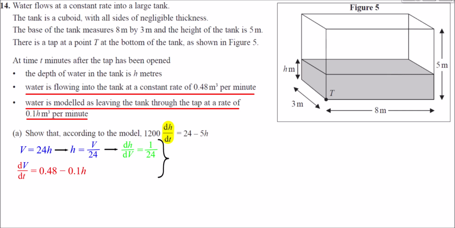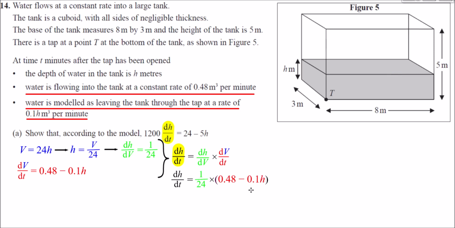So, in other words, dh by dt, although these aren't fractions, we can think of them in a way like fractions. dh by dt will be dh by dv multiplied by dv by dt, both of which we've now found. So we can think of it like a fraction, with the dv at the top and bottom cancelling, just leaving us with dh over dt as required. So that's going to be 1/24 multiplied by this expression. So dh by dt is 1/24 times 0.48 minus 0.1h over 24.